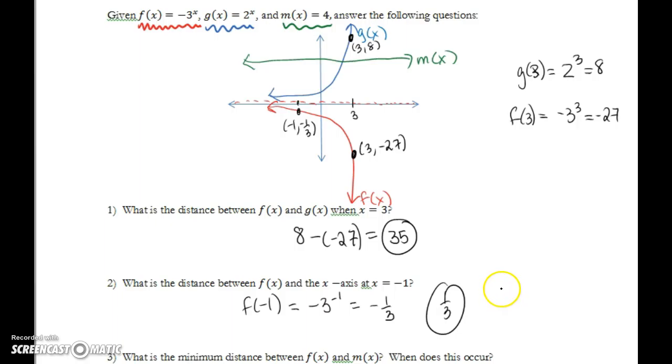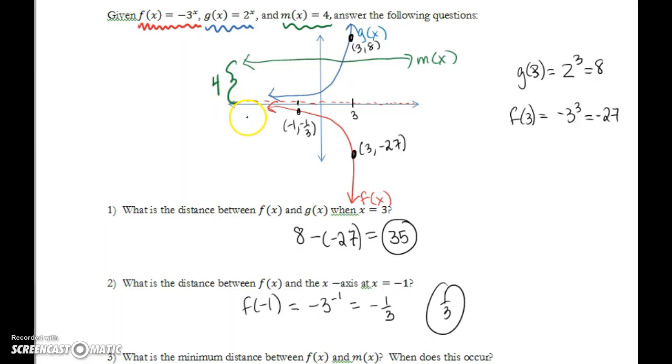So when we're trying to find distance, we're really just comparing the y values between the two things we want the distance between. Question number 3 says, what's the minimum distance between f of x and m of x? When does this occur? So what's the smallest distance basically between the red graph and the green graph? Well, the further to the left we go, the closer the two graphs get to each other. This green graph is 4 units above the x-axis. Now, our red graph will never actually reach the x-axis unless we go all the way out to negative infinity.